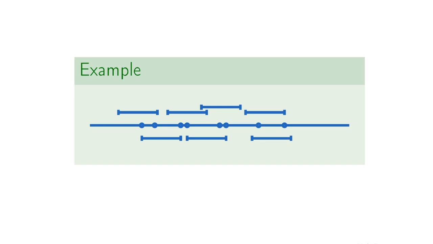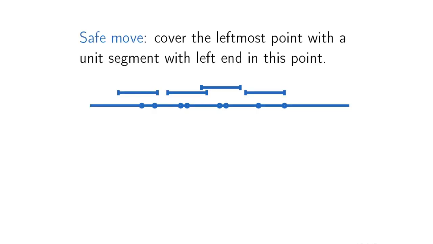Now we want to find a way to find the minimum possible number of segments to cover all the points in any configuration. We want to do that using a greedy algorithm. And you probably remember from the previous lessons that to come up with a greedy algorithm, you need to do a greedy choice and to prove that this greedy choice is a safe move. I state that in this problem, the safe move is to cover the leftmost point with a segment of length 1 which starts, or has its left end, in this point.